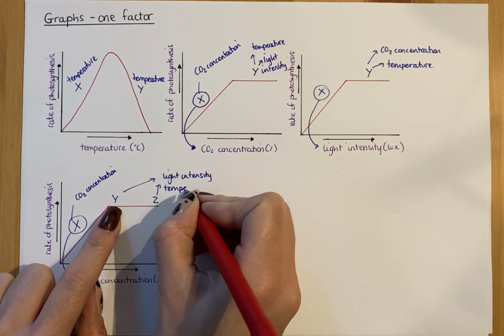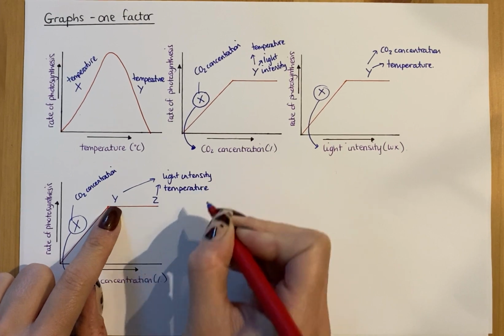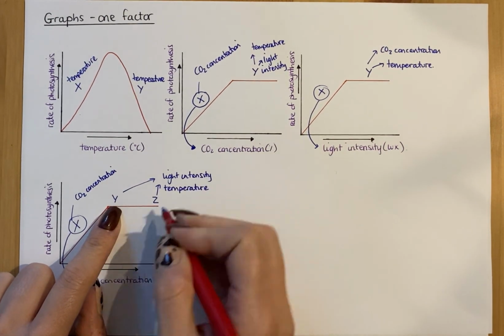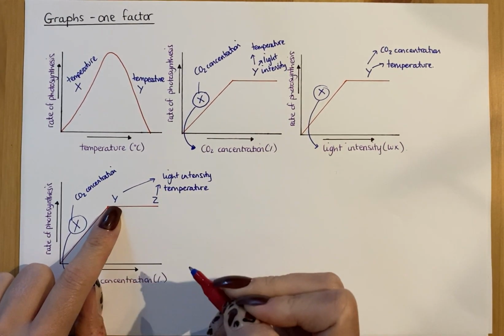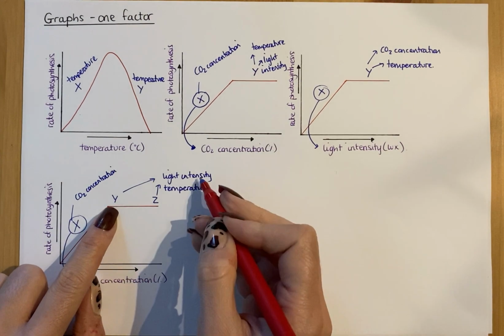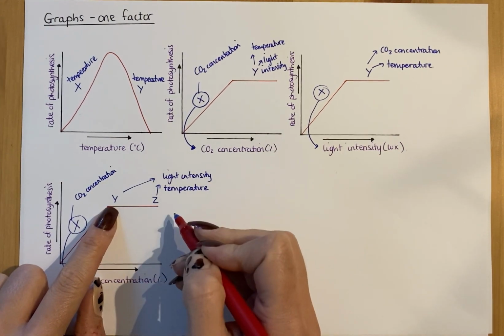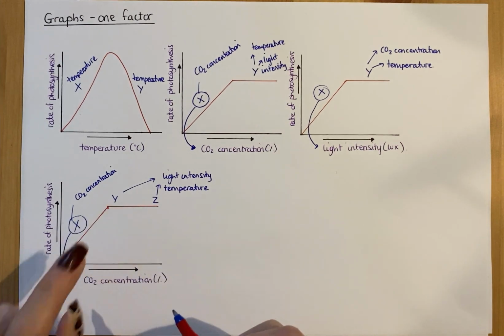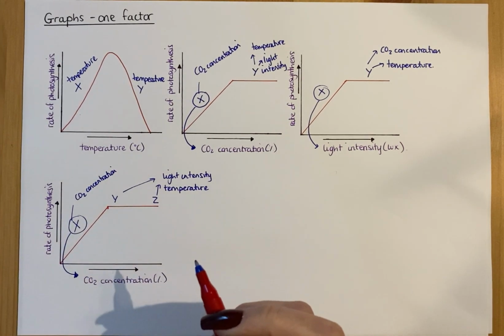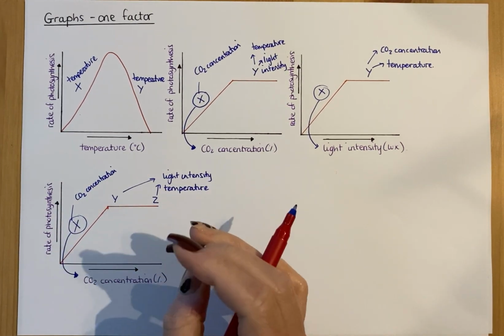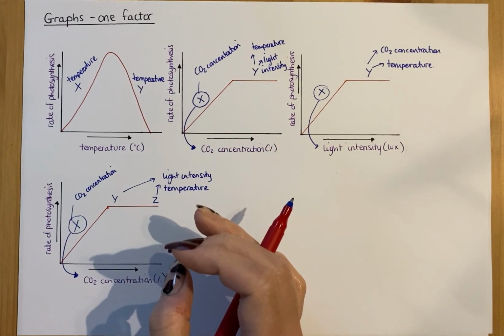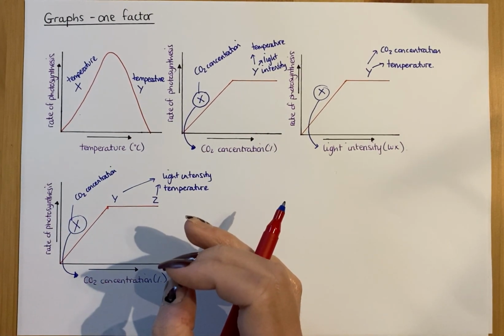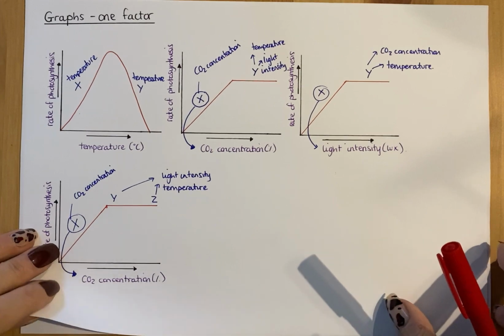We don't know. So the answer for either of those, Y could either be light intensity or temperature, and Z would be whatever one you didn't use for Y. Okay, so if you said Y was light intensity, Z would be temperature. Or vice versa. It doesn't matter which one you put down which way. Okay. Now, these are actually really straightforward when it comes to answering them, especially if they give you a bit more information. So the next example I'm going to show you is with two factors on the graph.